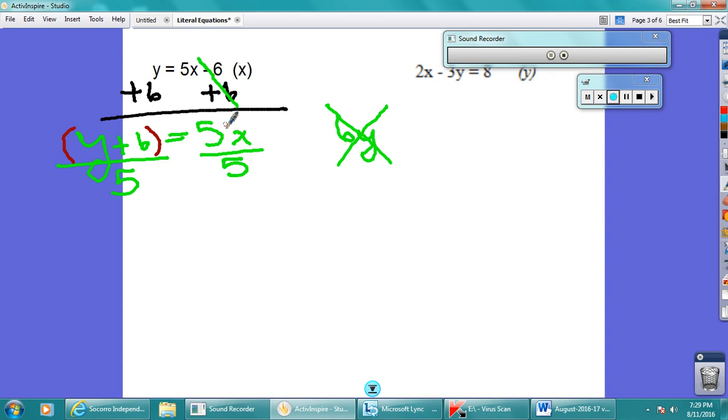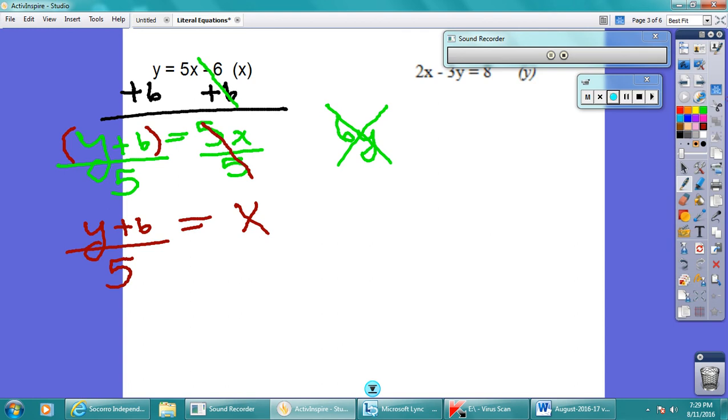Now, 5 cancels. Do we need to do anything to the other side? No, 5 does not cancel with anything. So your answer is that. That is your answer. I know it looks weird and I know it looks strange, but we did exactly what we were supposed to do. We solved for x. Let's go to the next one.